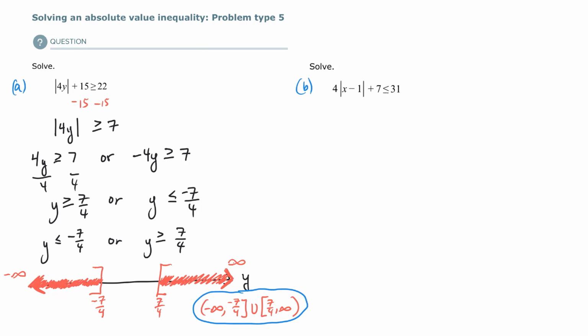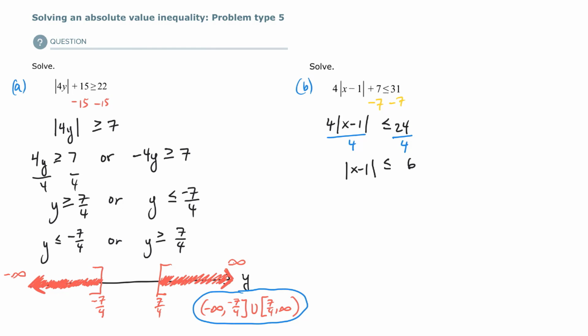Now, how does the procedure in example B change? It changes drastically. First thing we're going to do is once again isolate the absolute value onto the left side of the inequality. So far we have 4 times the absolute value of x minus 1 is now less than or equal to 24. 4 is not 0, so we can divide both sides by 4, and we get the absolute value of x minus 1 is less than or equal to 6.